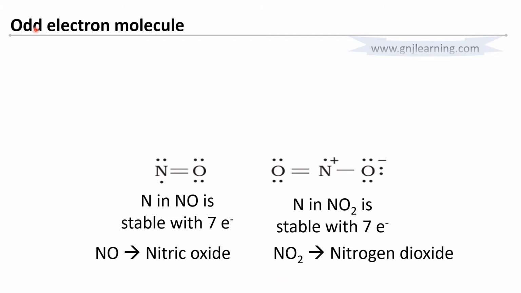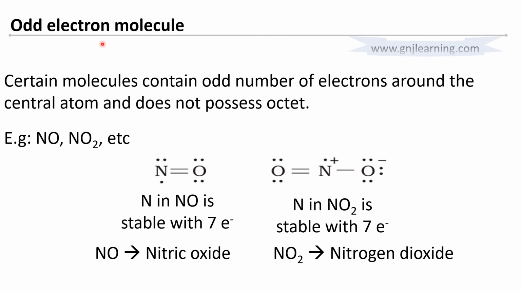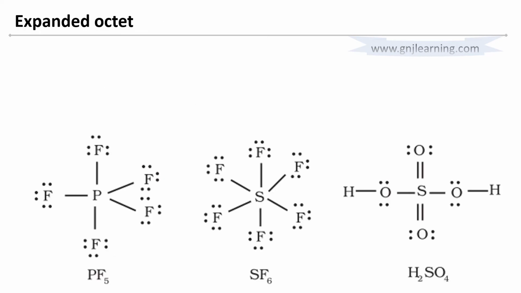It shows odd electron molecule exemption from the octet rule. So it's written here, certain molecules contain an odd number of electrons around the central atom and do not possess an octet. Such molecules show this type of exemption, that is, odd electron molecule exemption. Third one is expanded octet.